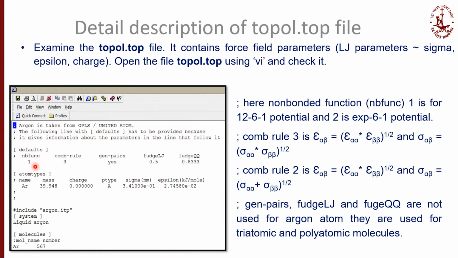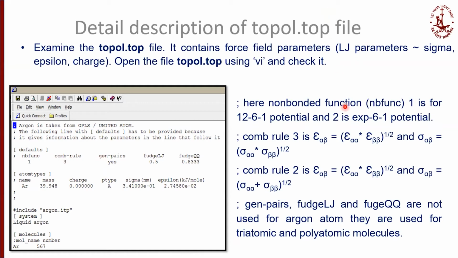Next to NB function is written 1. When you write 1 for NB function, that means you are using the 12-6 Lennard-Jones potential. When you write 2, that means you are using the exponential 6-1 potential. Then combination rule. Com rule means combination rule.